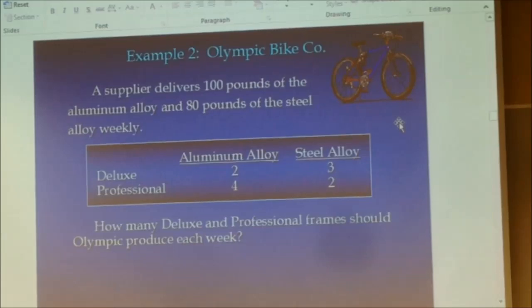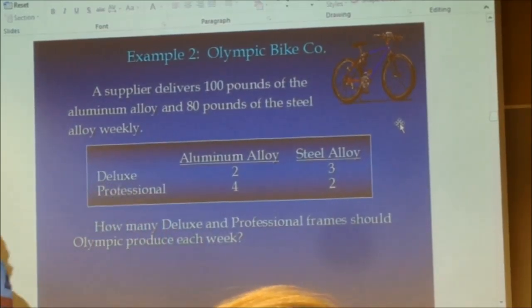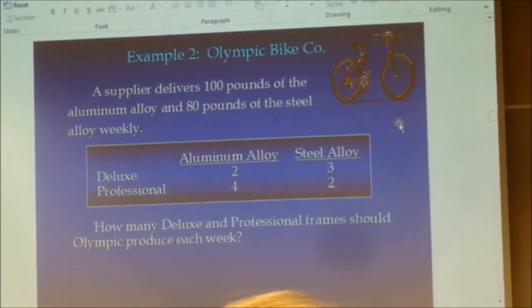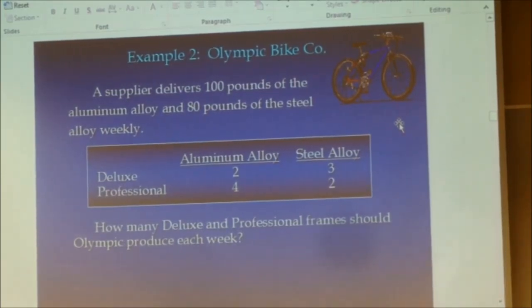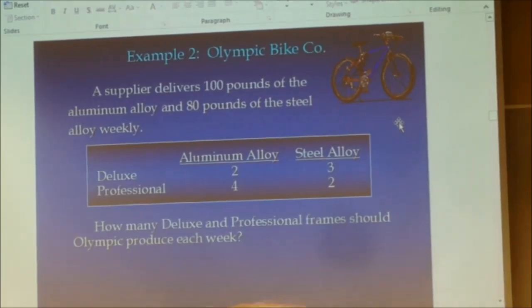I'm sorry? 4. I showed this one before. What do you mean? It should be 4, not 3. It should be 4, sorry. 2D plus 4P. Thank you. That's an easy mistake.